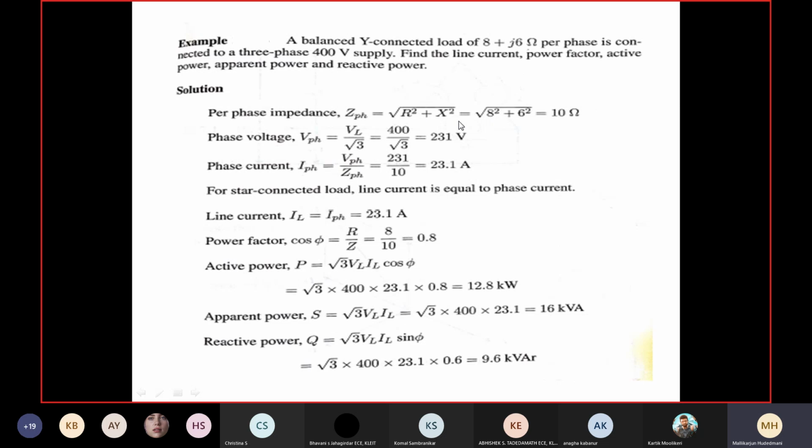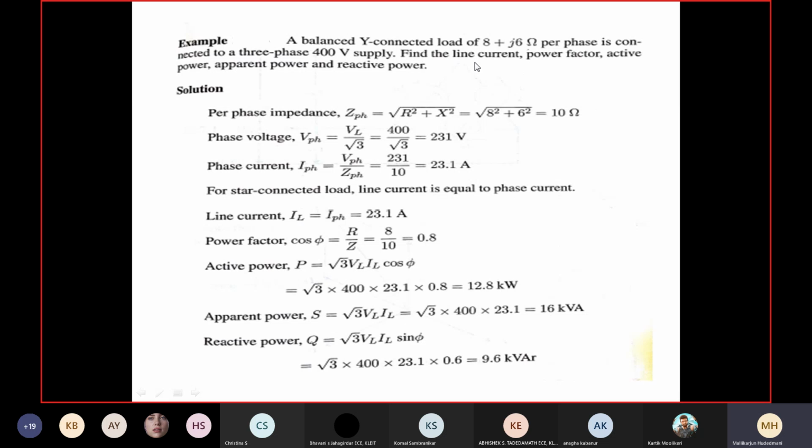So, once I get impedance, once I get a conversion of voltage, current in each phase is voltage per phase divided by impedance per phase. That is 23.1 ampere. Now, what is IPH? 23.1. In case of star, what is the relationship between line current and phase current? They are equal. Therefore, you got the answer.